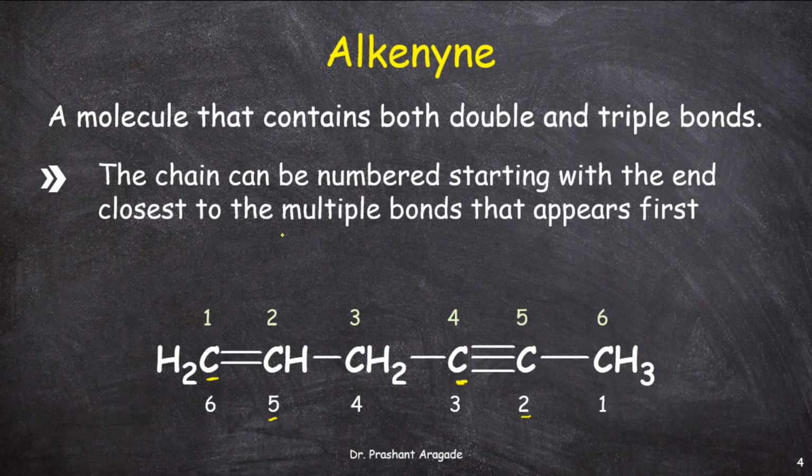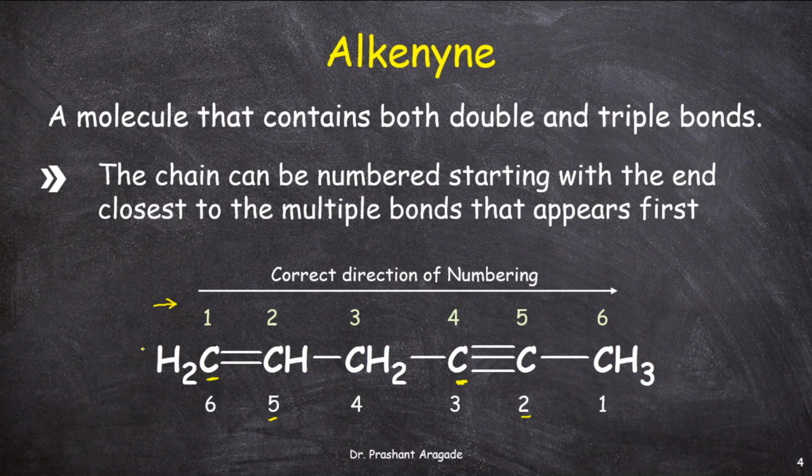But what does the rule say? You have to start the number from the end which gives the multiple bonds the lowest possible number. Or you can say that the multiple bonds start with the first number. So this numbering direction is correct because it gives number one, or from that end the multiple bonds start. So this is the correct direction of numbering, and if you number from right to left, this is incorrect, as from this end the multiple bonds do not start.